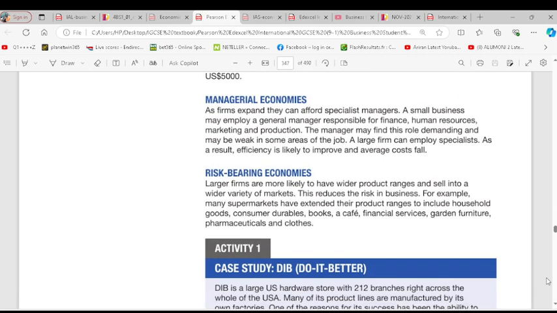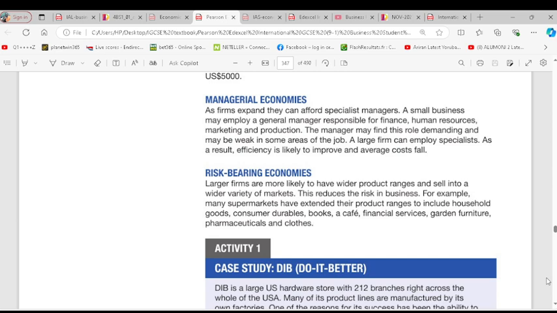Clear. Managerial economies. As firms expand, they can afford specialist managers. A small business may employ a general manager responsible for finance, human resources, marketing, and production. The manager may find this role demanding and may be weak in some areas of the job. A large firm can employ specialists. As a result, efficiency is likely to improve and average costs fall. A small business would not have the financial capability to employ specialists.